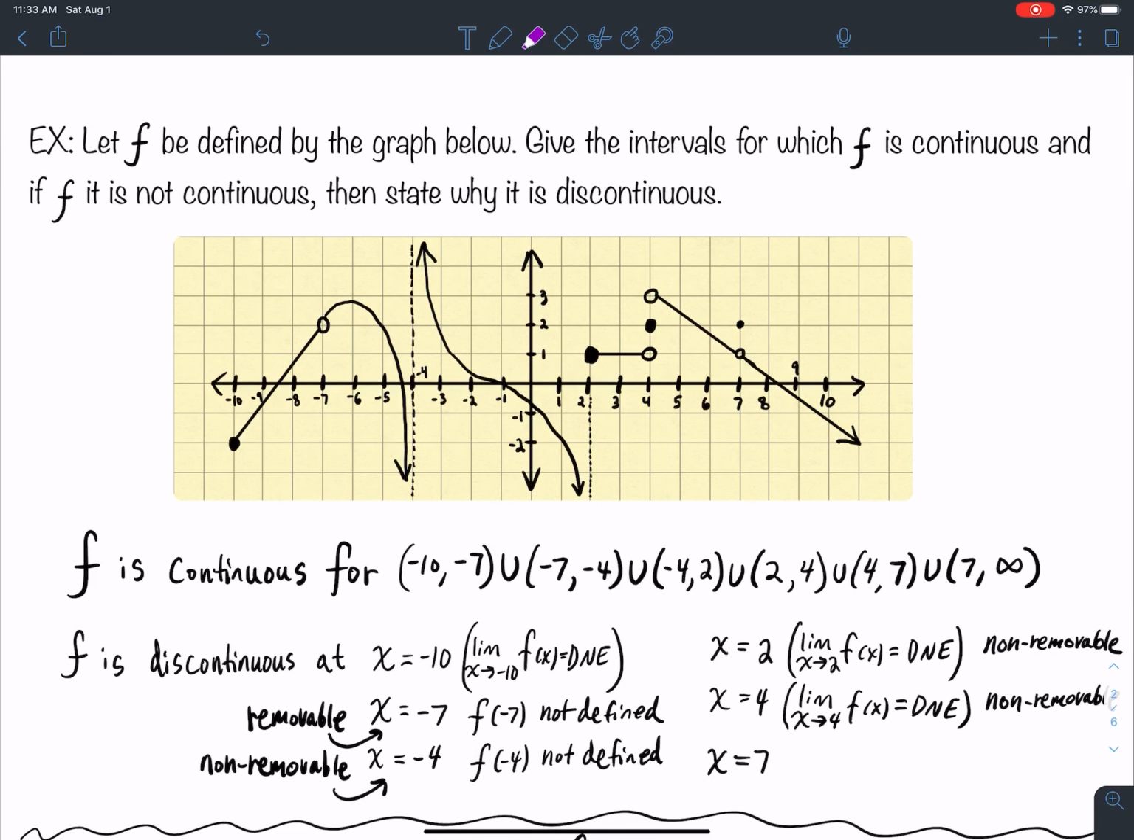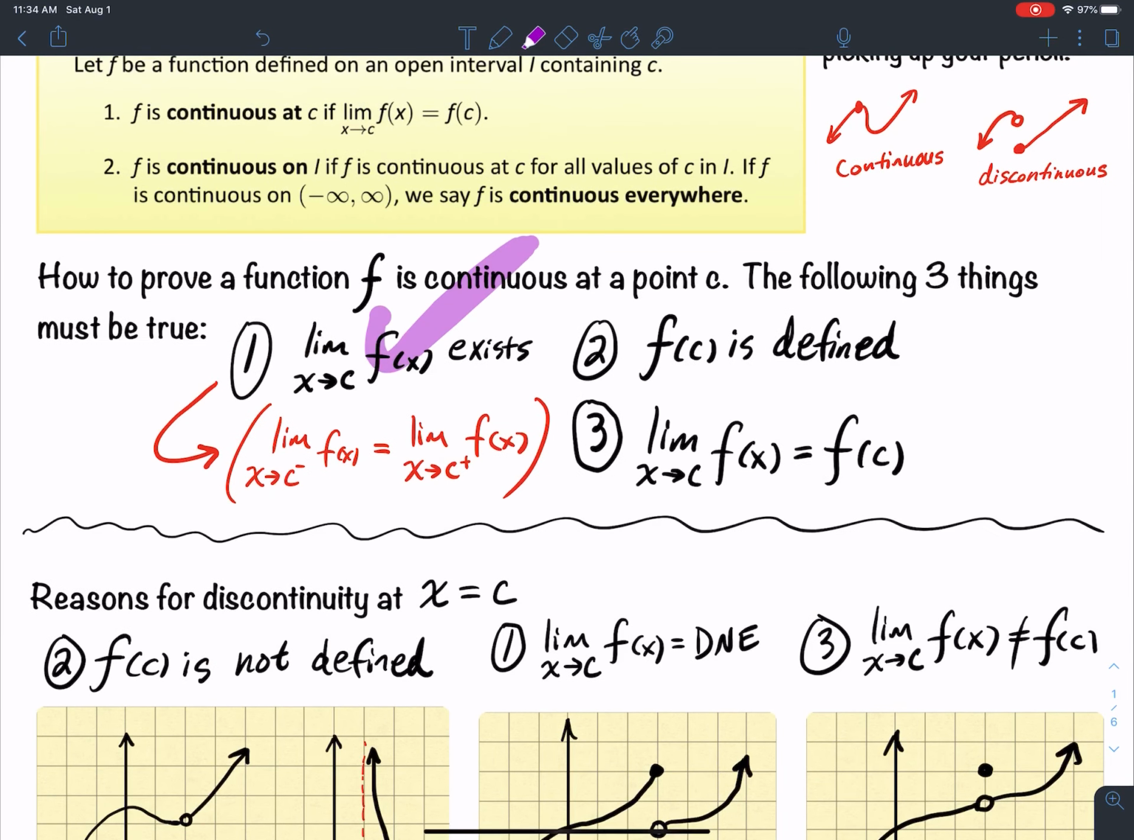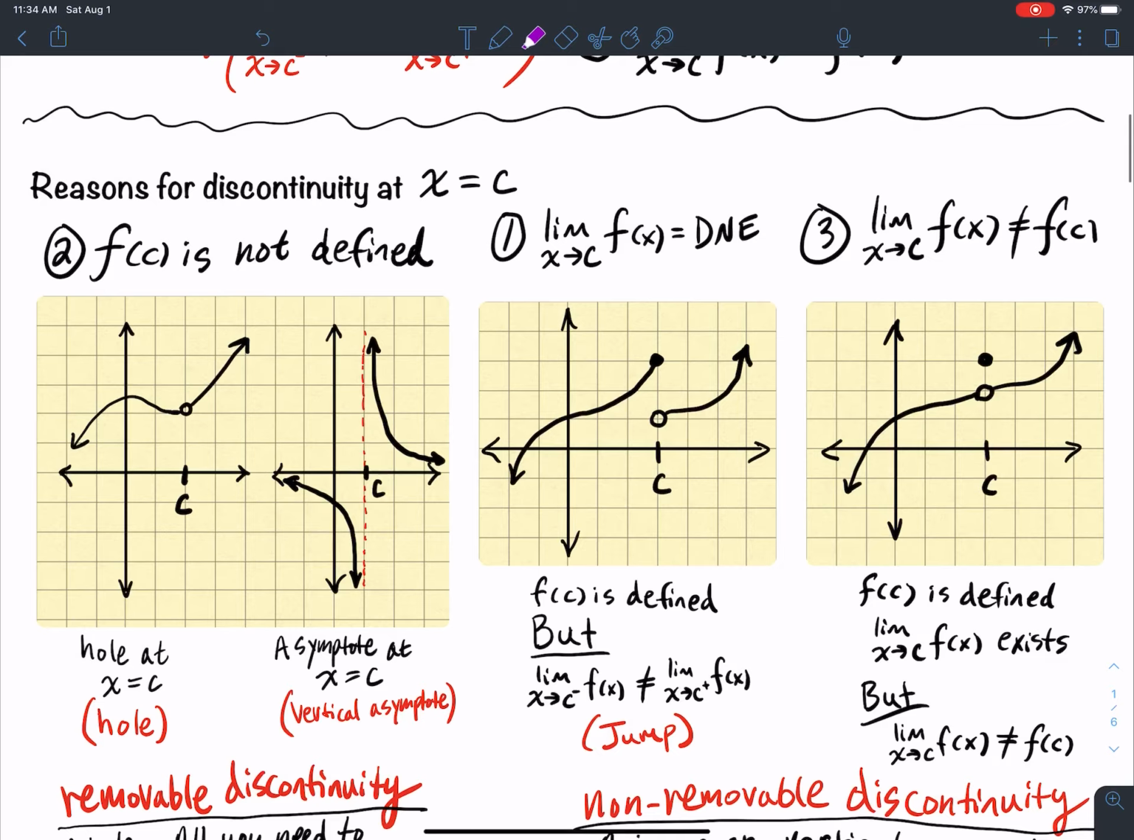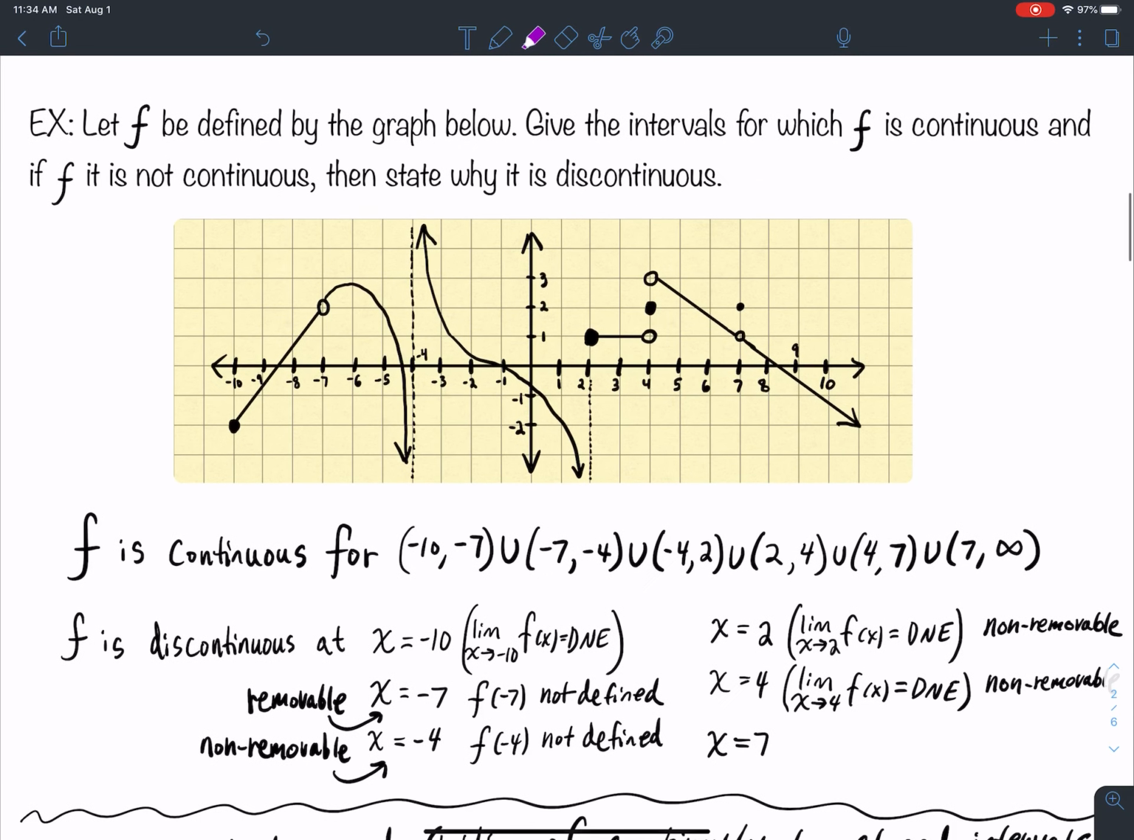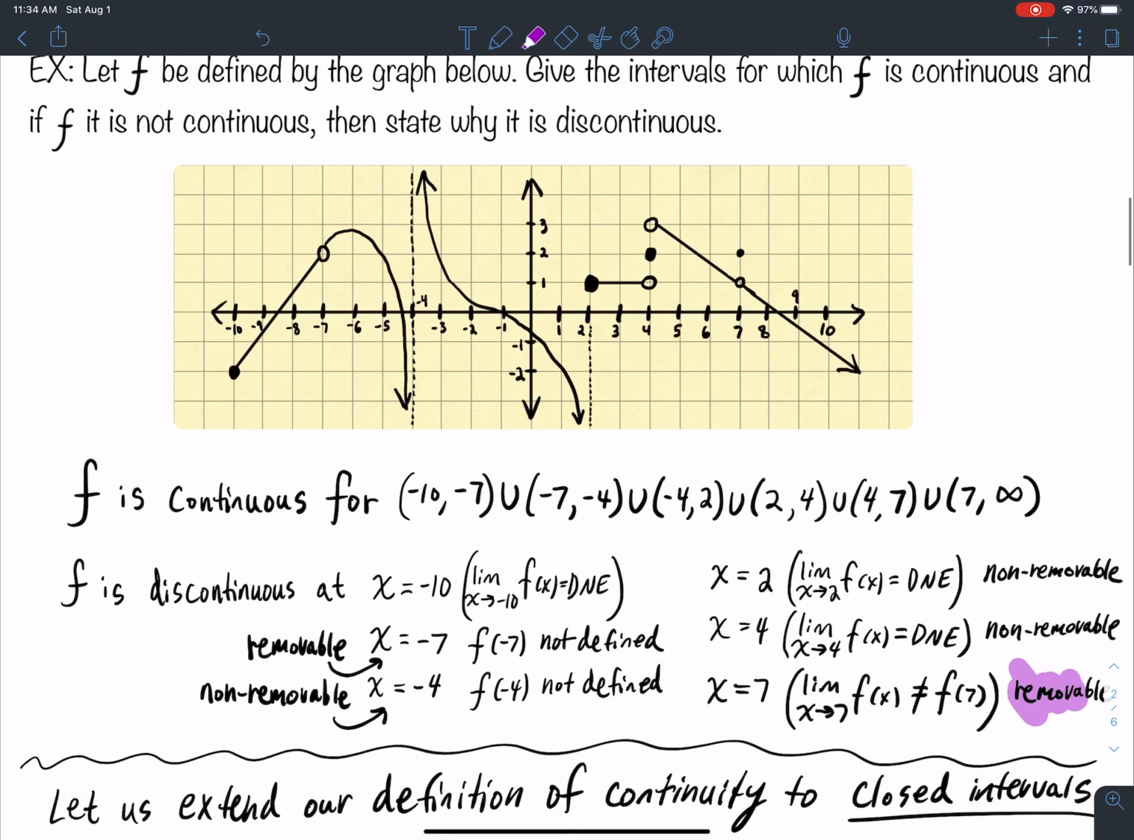The last one here is x equal to 7. With x equal to 7, it looks like I just have a hole there. So that's definitely going to be removable. But why is it not continuous here? Well, clearly because it's the hole. The limit exists and the function is defined, so the first two things are good to go. However, the last thing, where the limit equals the function value, is where it falls apart. This is the classical setup, contradicting number 3.